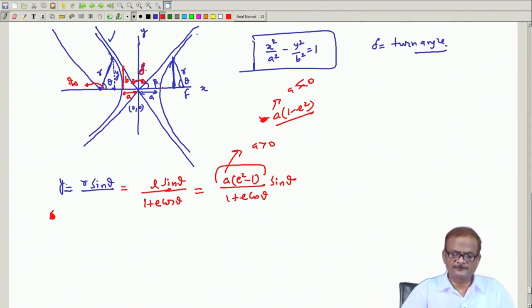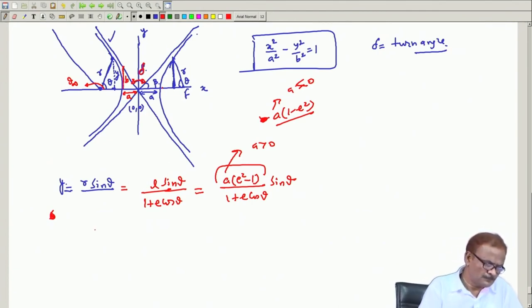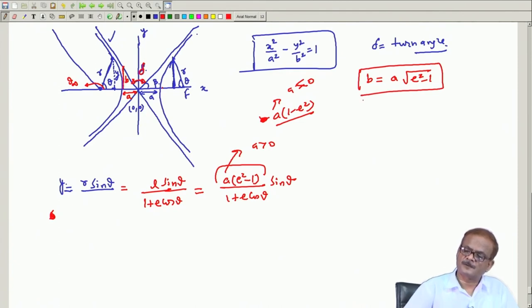So, these are the ways you will find in different books, different authors work in different ways. So, I am introducing both ways of working out the problem. Also, we will prove that b equal to a times under root e square minus 1. This is a simple result which can be derived later on. For the time being, we just take it for granted.